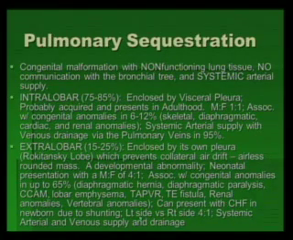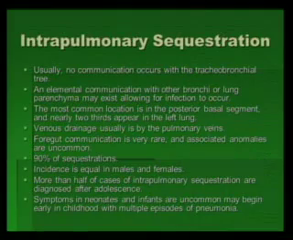This is much more common on the left side, and left side of the lung bases. Extralobar or extrapulmonary gets systemic arterial and systemic venous supply and drainage. The intrapulmonary sequestration, usually there's no communication occurring with the tracheobronchial tree. There's an elemental communication with other bronchi or lung parenchyma that may exist, allowing infection to occur.